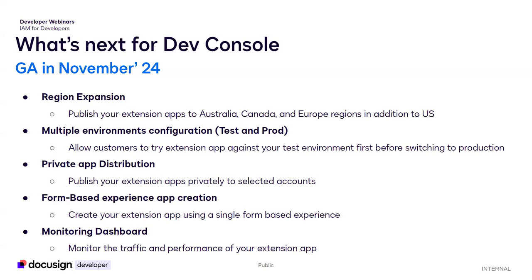The fourth feature is the form-based app creation. So today you can create your app and register it using a JSON interface. With this, you'll be able to do that using a form-based experience, which will simplify the app creation tremendously. And the last one is the monitoring dashboard, which will allow you to monitor the performance and the traffic of your extension apps when they are live in production.